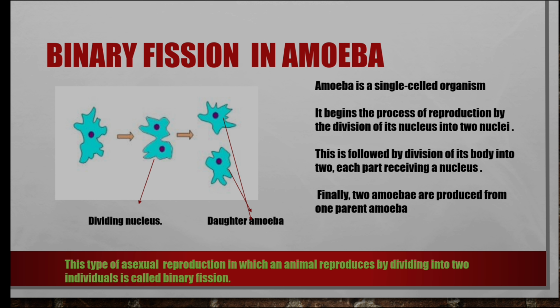Binary fission in amoeba. Amoeba is a single-celled organism. It begins the process of reproduction by the division of its nucleus into two nuclei. This is followed by division of its body into two, each part receiving a nucleus. Finally, two amoeba are produced from one parent amoeba. One parent nucleus divides into two nuclei. These two nuclei spread like this and two daughter cells are formed.